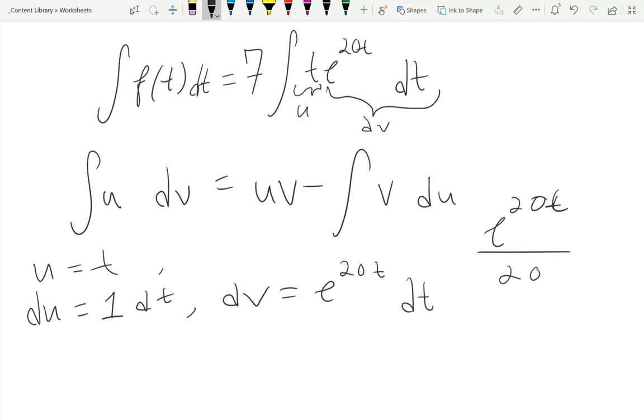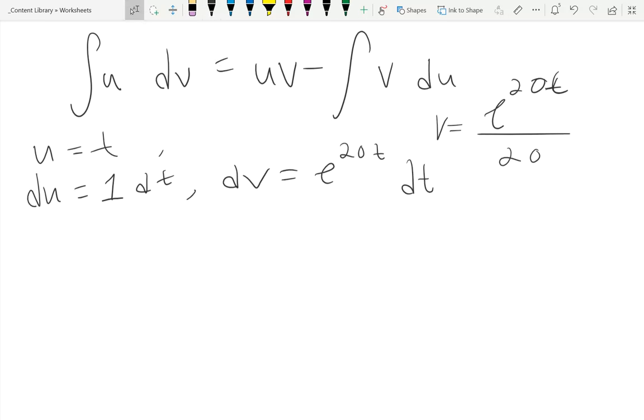Okay, so that's v right there. And now we can just plug it all in there. So the integral of t, and then that's dv, which we already have, multiplied with e^(20t) dt.